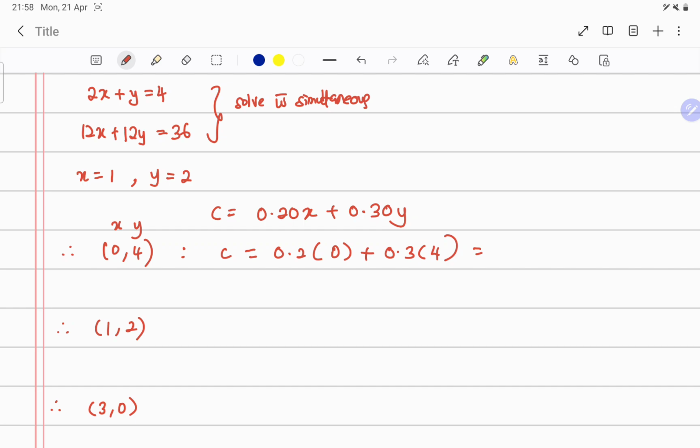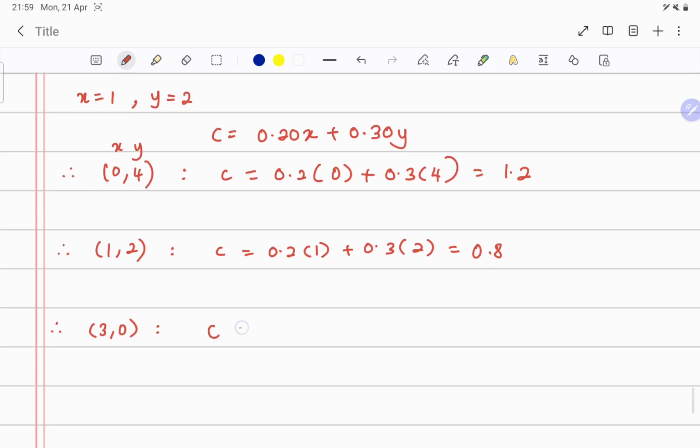So you're going to get 0.3 multiplied by 4 is equal to 1.2. Then you do it also for coordinate 1, 2. So 0.2 multiplied by 1 plus 0.3 multiplied by 2, which here you're going to get 0.8 as the answer. Then the next one, 3, 0, so put C is equal to 0.2 multiplied by 3 plus 0.3 multiplied by 0, the answer is 0.6.